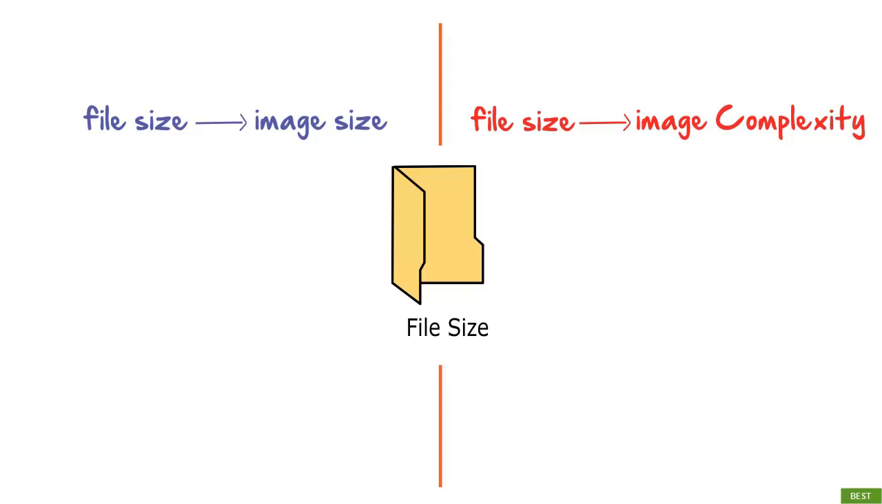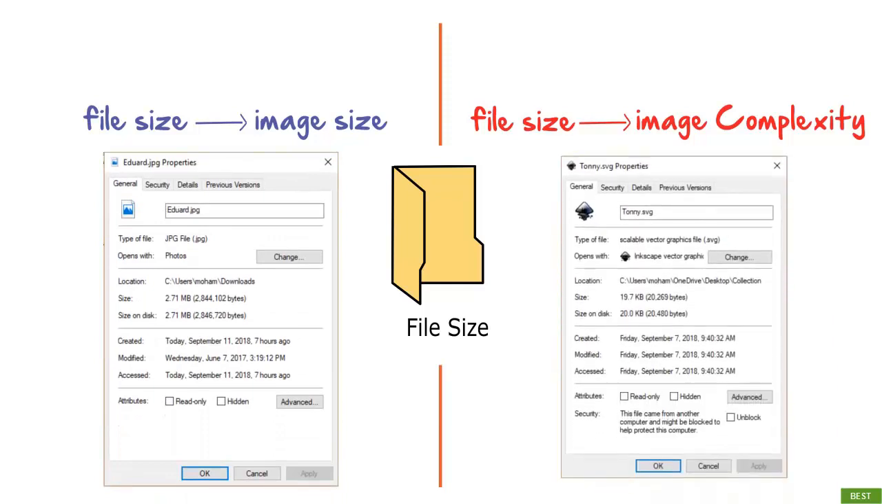In general, vectors are smaller in size than bitmaps. That's because a bitmap image has to store color information for each individual pixel that forms the image. A vector image just has to store the mathematical formulas that make up the image, which take up less space. When Tuna checked the file size of Edward and Tony, she found that Tony is much smaller than Edward.